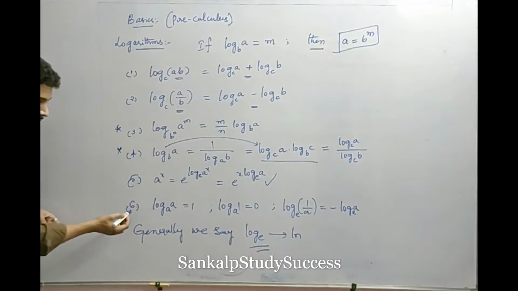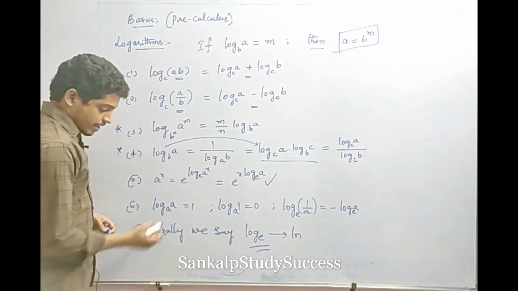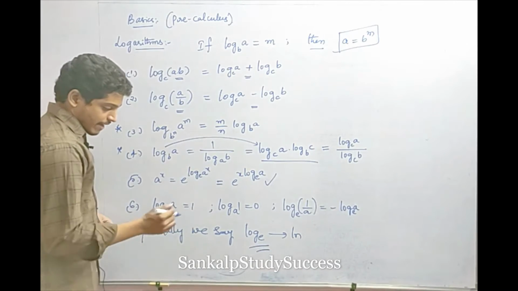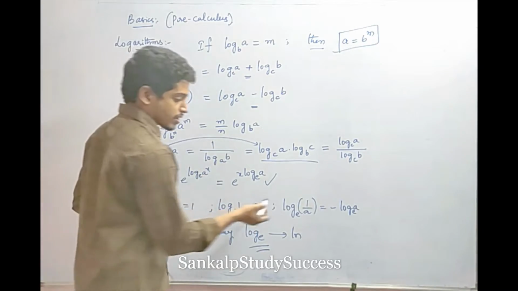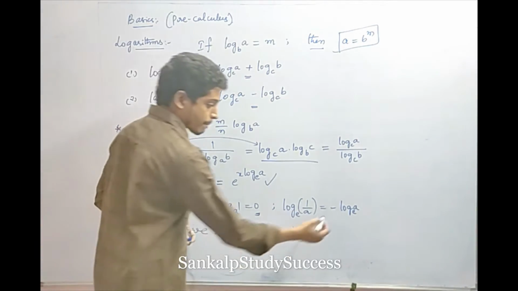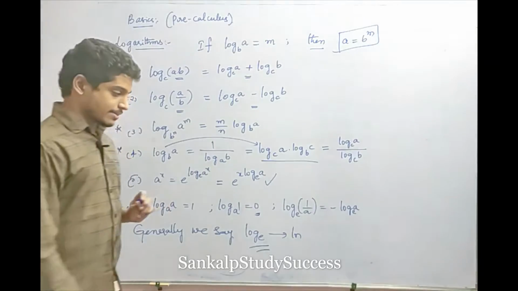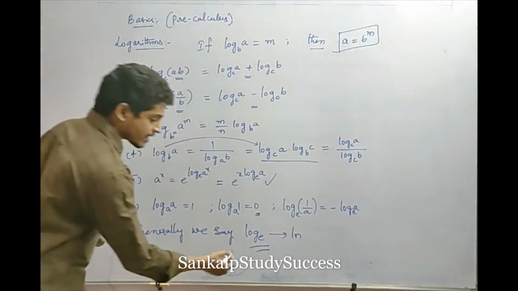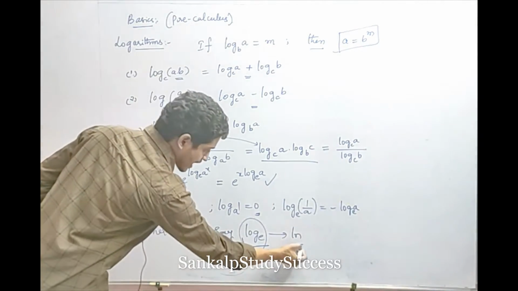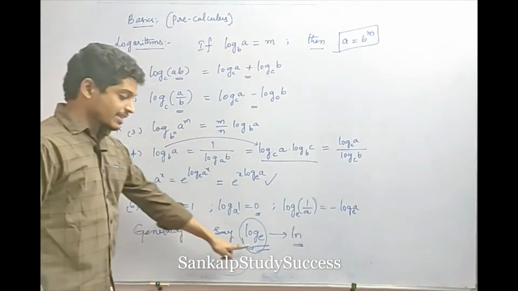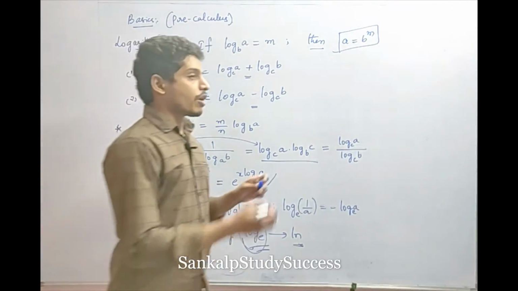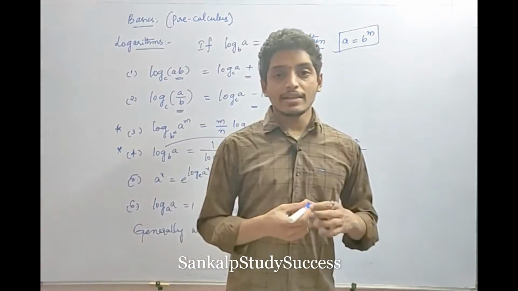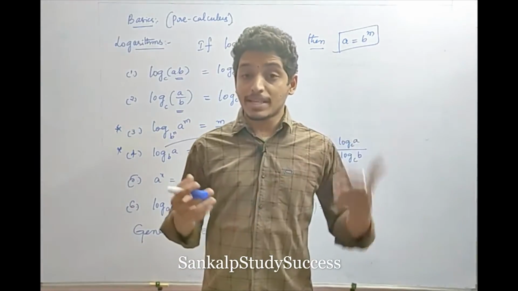Okay, next one, log a to the base a is always 1. When the base is equal to this number, that value is nothing but 1, and log 1 to any base is always 0. Next one, log 1 by a to the base c is minus log a to the base c. Okay, friends, generally we say log to the base e is nothing but the natural logarithm. Whenever there is a base e, then we say that it is a natural logarithm. Generally, in calculators, the logarithm we use is with base 10.